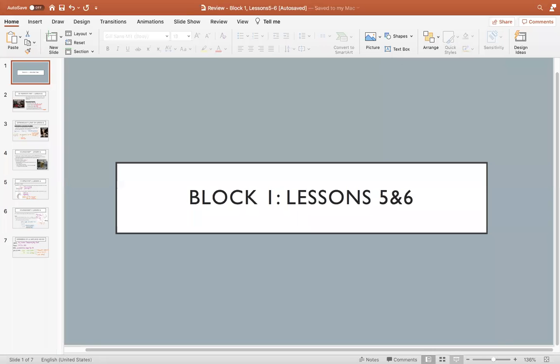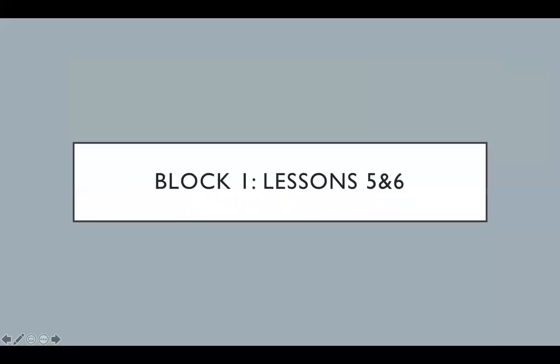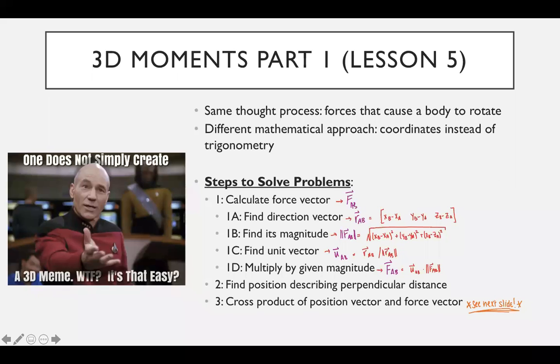All right, so in this video, we're going to talk about lessons 5 and 6. Lesson 5 was 3D moments, and lesson 6 was couples. So 3D moments are pretty similar to 2D moments in that they cause a body to rotate. However, your approach is pretty different, actually. So there's really no way to do this trigonometrically. You have to do it with coordinates.